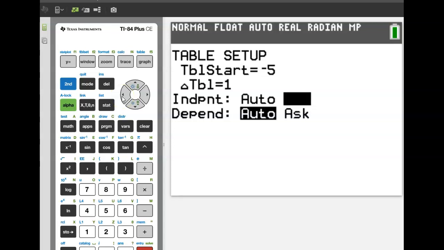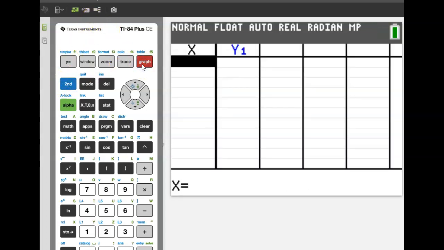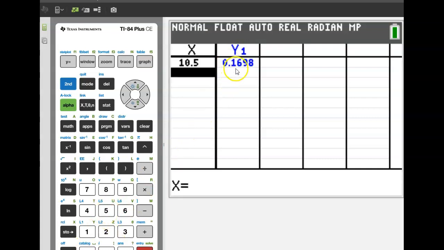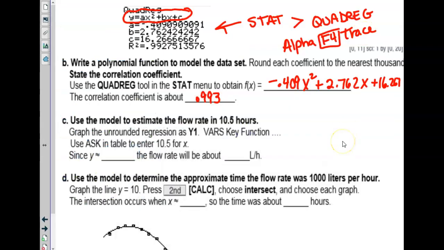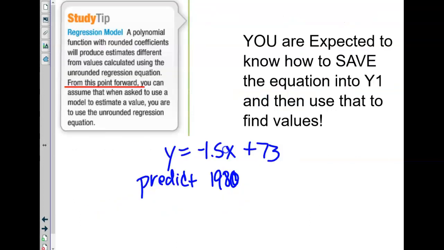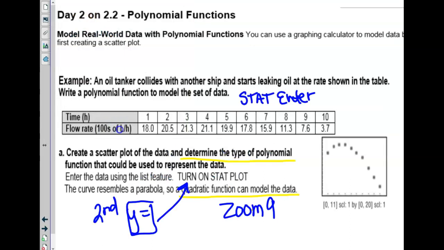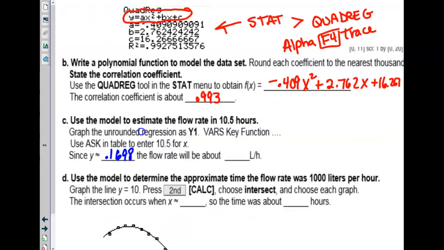Second window, Ask Auto. Now, because I have saved it, when I go here, it has an equation in Y1, and if I put in the 10.5, I get that decimal again, 0.1698. So since Y equals 0.1698, now go back and look at the answer. This was hundreds of liters per hour, and they want liters per hour, so what would we have to do? If we want to get rid of the hundreds label, we have to move it over 2, right? So it would be about 17 liters per hour.